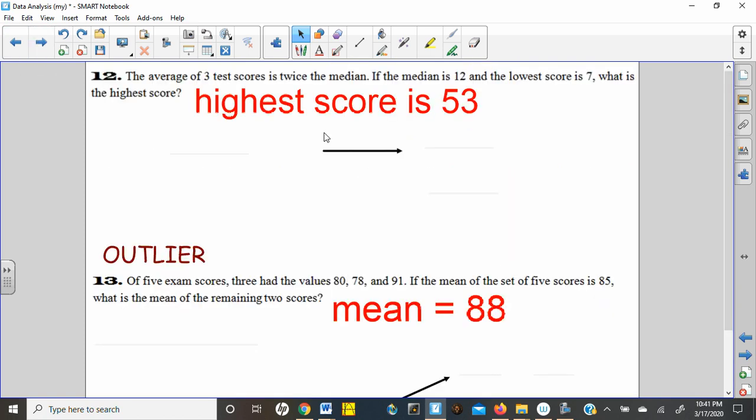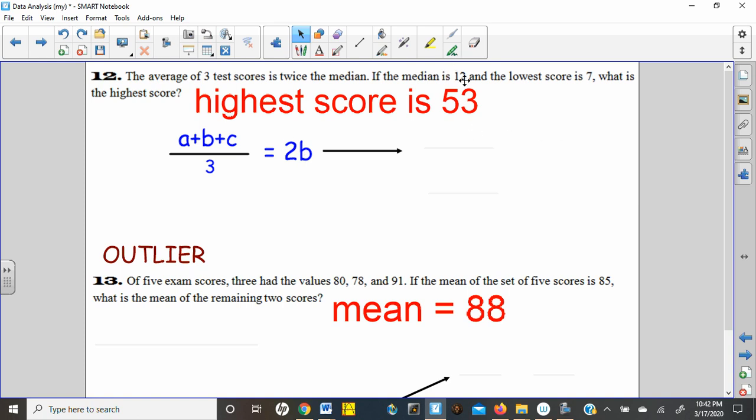Number 12, the average of 3 test scores is twice the median. I mean, it sounds like an equation with a lot of variables, okay? 3 test scores, A, B, and C, when averaged, divided by 3, is equal to 2 times the median. Well, if A is the lowest test score and C is the highest test score, B would be the middle. It's called B, the middle test score. So 2 times B would be twice the median. That's kind of a generic formula.